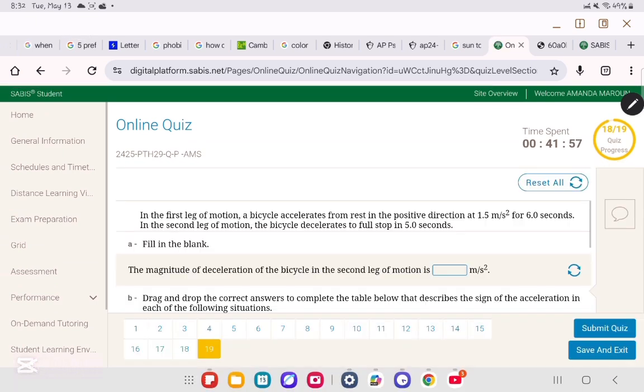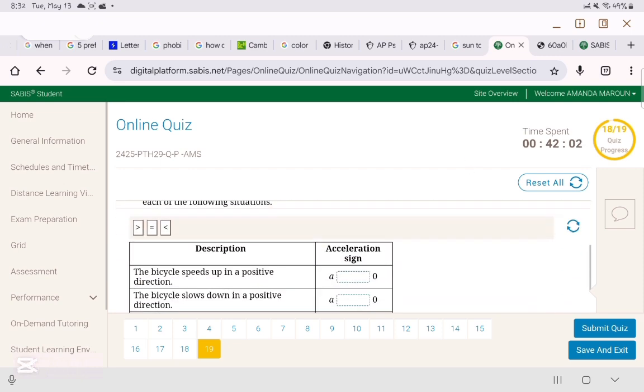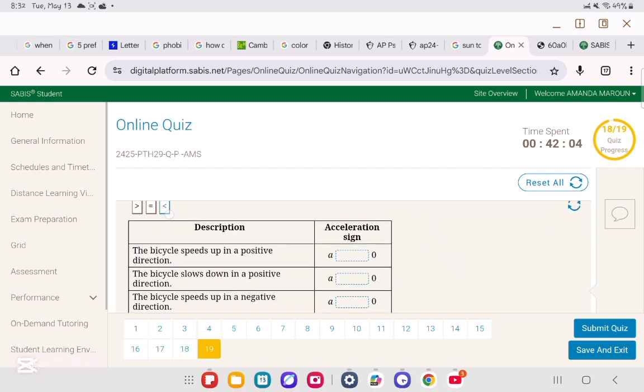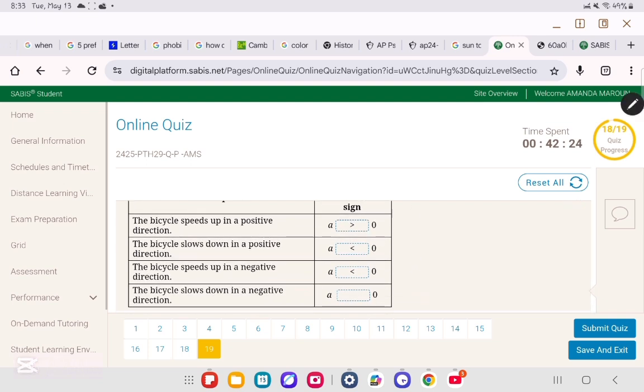19, they repeated this question, so it's the exact same one. So it's going to be 1.8. And here, remember, speeds up positive, it's going to be greater than 0. Slows down positive, it's going to be less than 0 because slows down is decreasing, so negative. Positive is positive, so they're opposing, they're going to give us a negative value. So plus and minus, speeds up and negative is going to give us a negative value. And then minus and minus is going to give us a positive value.